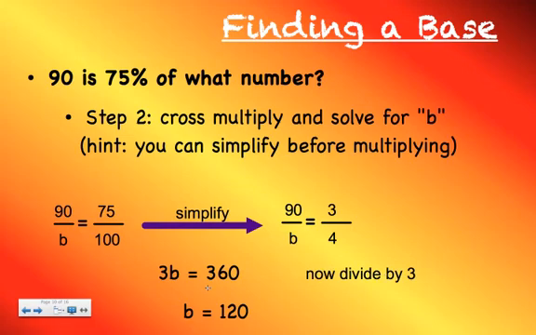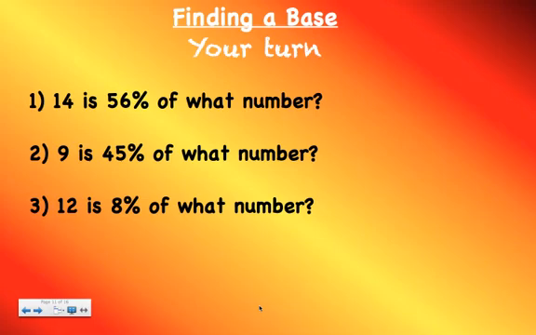So my base, or my whole, is 120. So 90 is 75% of 120. So that is how you find the base. Again, the clues are they're going to give you the percent, and they're going to give you the is or the part. You need to find the whole or the base. Okay, your turn. Again, remember, we're trying to find the base. Take a look at the clues again so you remember the piece of information that they give you and how it looks, so you know whether you're trying to find the base, the percent, or the part of the whole.